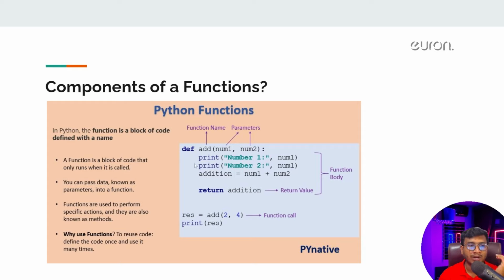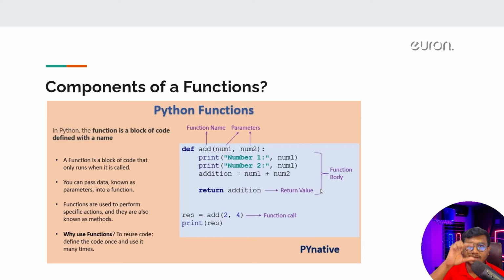That means inside a function, whatever code you are writing, let's say in this particular function, you can see there is a code. It is printing number 1 and number 2. The number 1 and number 2, it is getting from the user, and it is doing the addition operation, that means the summation operation. Then it is returning that particular sum. This is called function body.